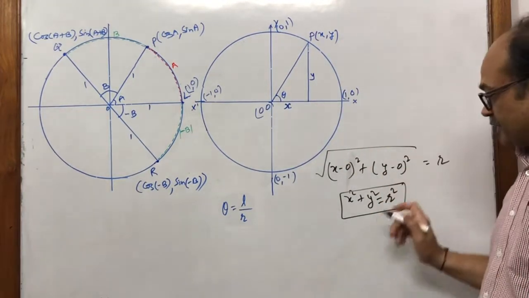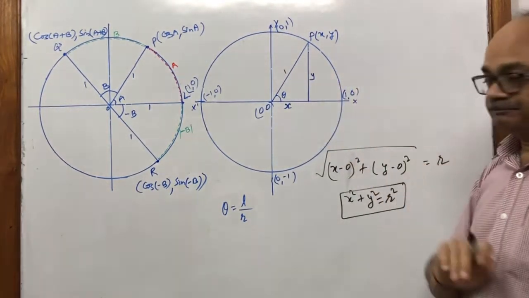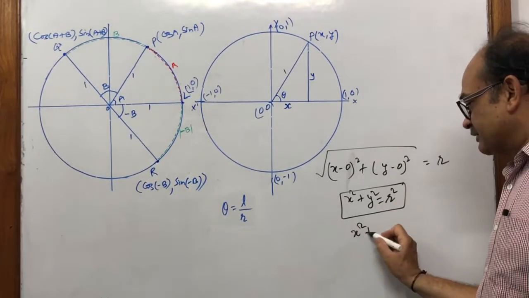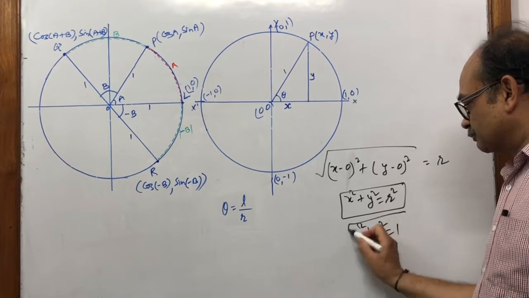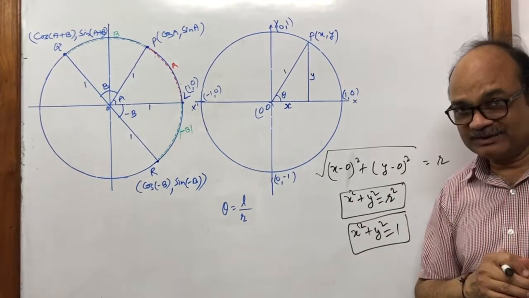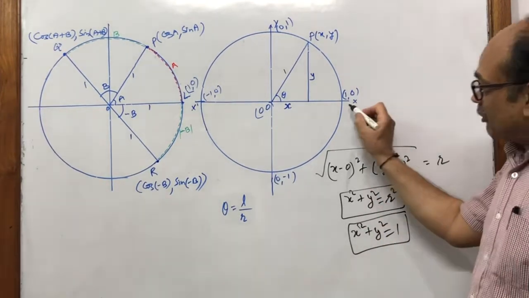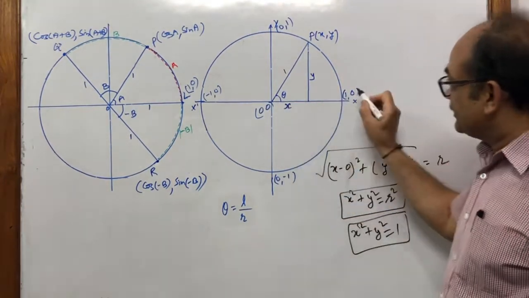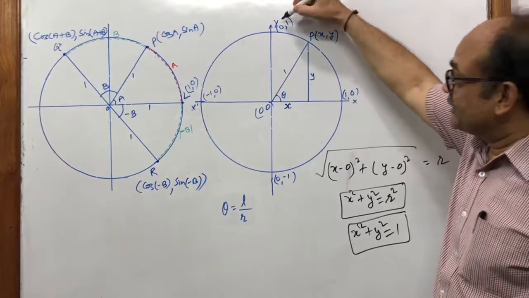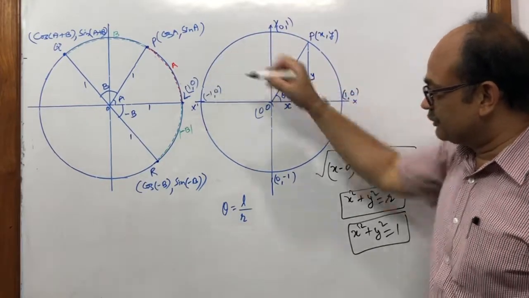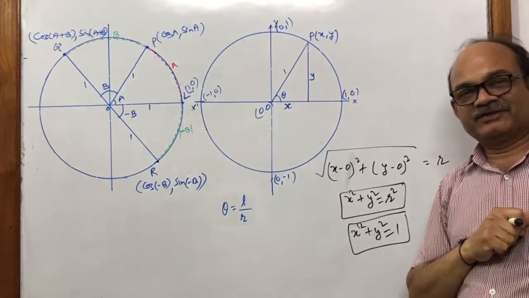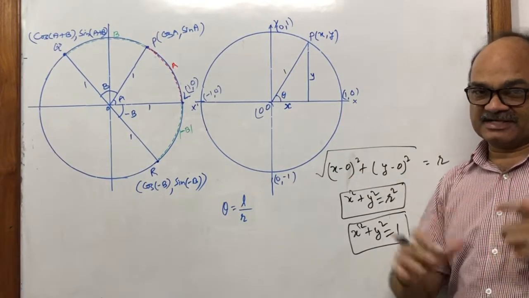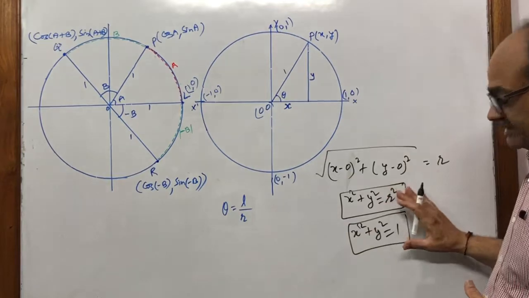Now tell me, if r equals 1, then we have x square plus y square equals 1, because the radius equals 1. Hence, since the radius is 1 and the center is 0 0, this coordinate is 1 0, this one is 0 1, this one is minus 1 0, and this one is 0 minus 1. This is the first important point when we understand the concept of a circle like this.